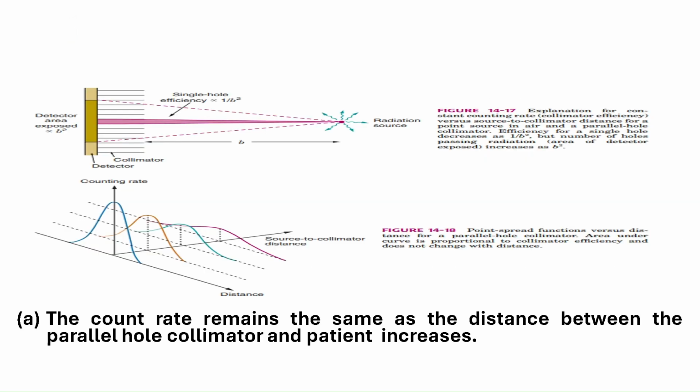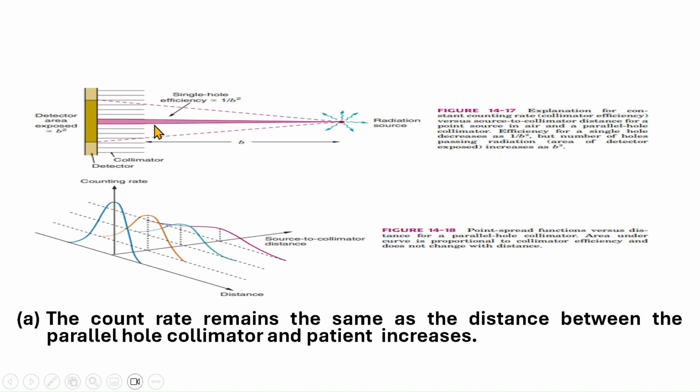So for a parallel hole collimator, if we increase the distance between the collimator and patient, the count rate remains the same. This is very well explained in the Sorensen book. As you can see, ideally if we move the source away from the collimator, then there should be a decrease in the count density. But what is happening basically is, if we are increasing the distance, then the hole efficiency is increasing.